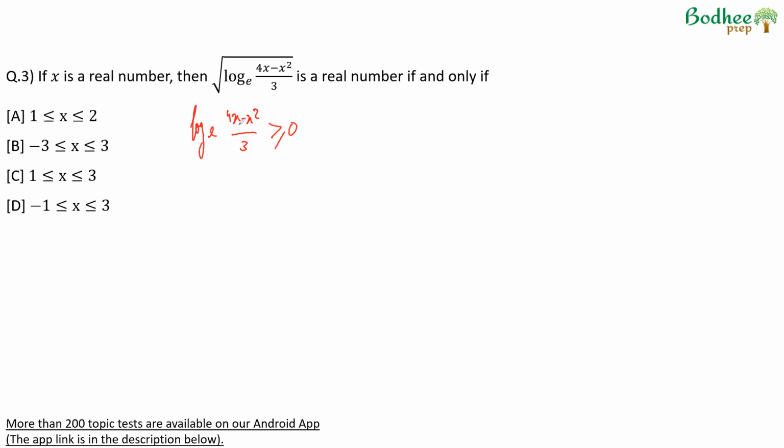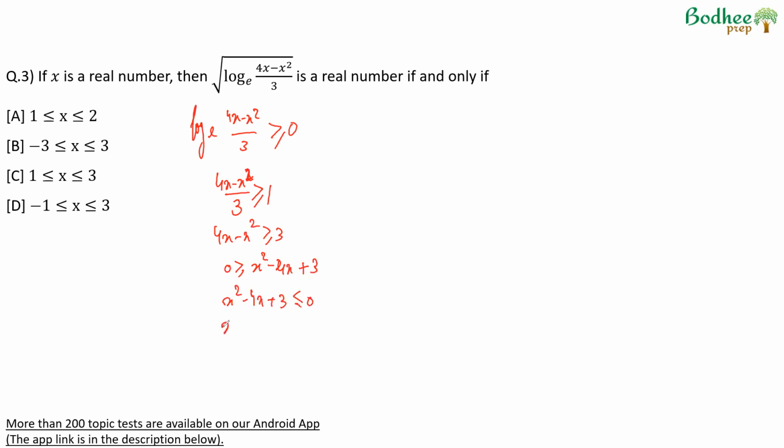And this will be 0 when the value for which we are taking log is 1, so it should be greater than or equal to 1. E raised to power 0 is 1. So (4x minus x square) upon 3 should be greater than or equal to 1, which means 4x minus x square should be greater than or equal to 3, which means 0 should be greater than or equal to x square minus 4x plus 3. X square minus 4x plus 3 is less than or equal to 0.